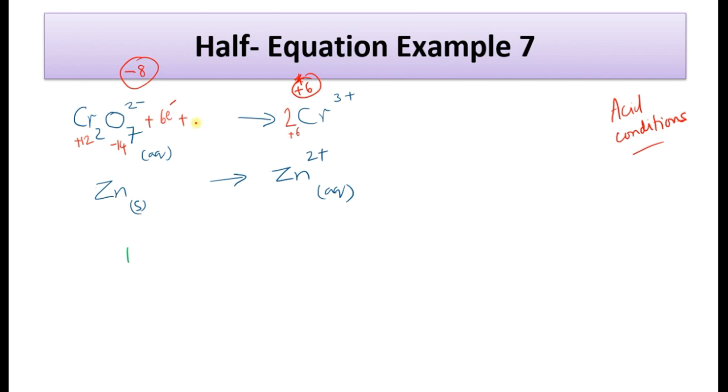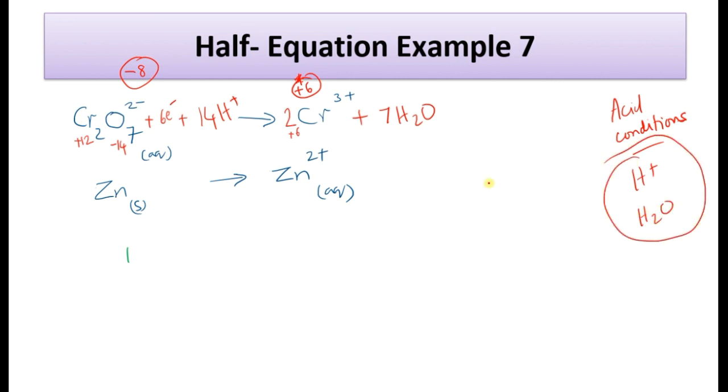So we have to decide now how many H plus ions we're going to need. Minus 8 to plus 6, so that's 14 H plus ions. We've done similar things before. So now the overall charge is plus 6 as well, same as here. So we've balanced this. Now look at the hydrogen atoms here, 14 hydrogen atoms, so I'm going to put 7 H2O. Remember, for acid conditions you have to use these two to balance the hydrogen and oxygen atoms.